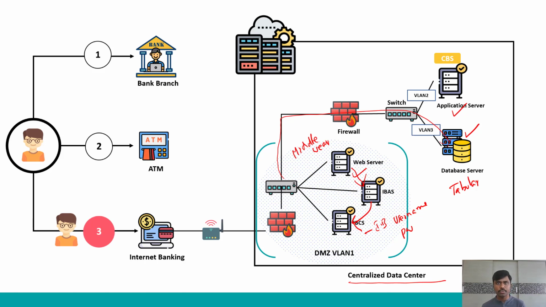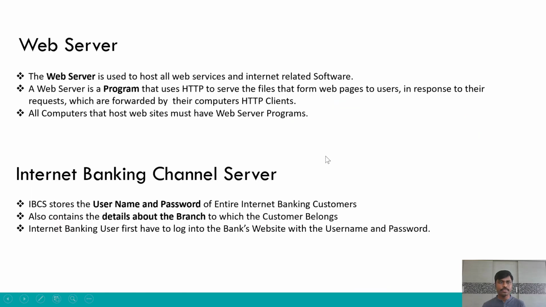Now in this process we understood what is a web server, internet banking application server and channel server. Let's have a quick look at the definitions. Web server. A web server is used to host all web services and internet related software. It is a program that uses HTTP. What is HTTP? Hypertext Transfer Protocol. Means when the user is sending a request to the server, it has to follow certain rules and regulations for the data transmission. In this case, it's called Hypertext Transfer Protocol. Using that protocol, that request goes to the web server and again the server responds back with the requisite information.